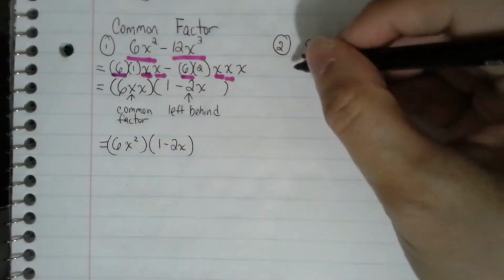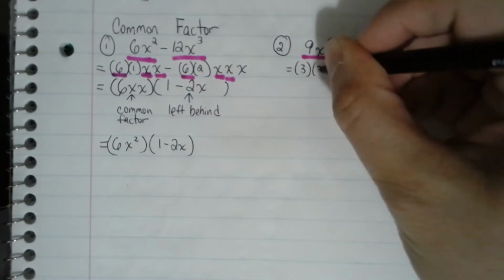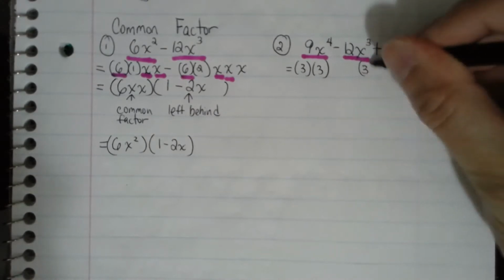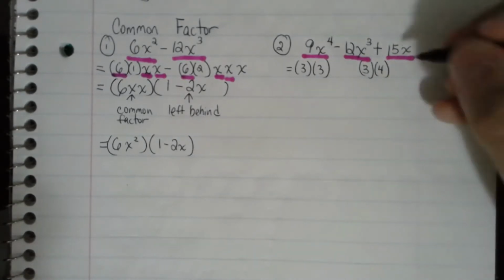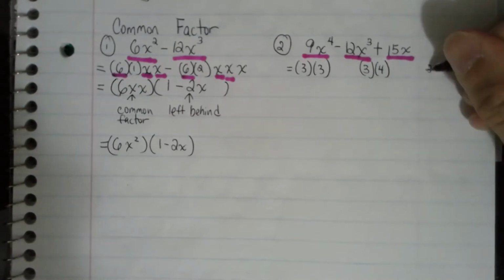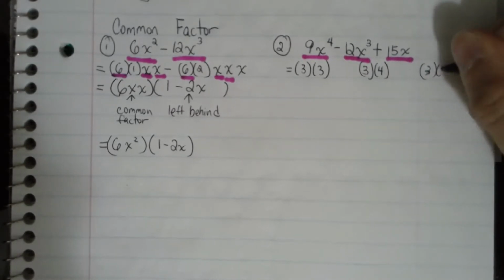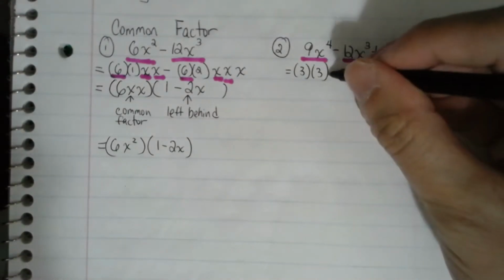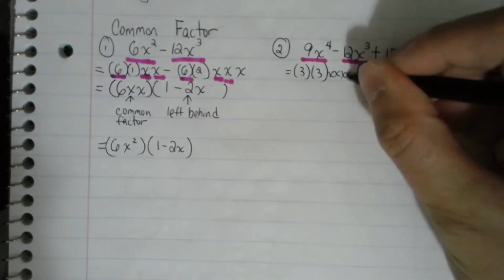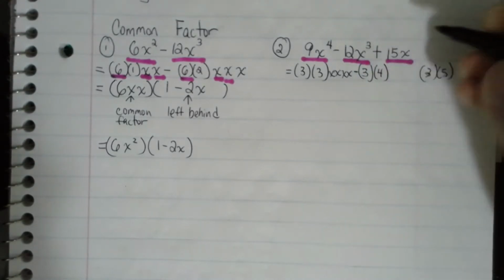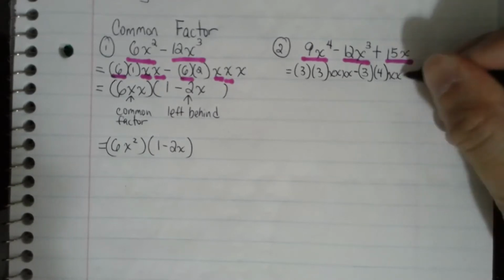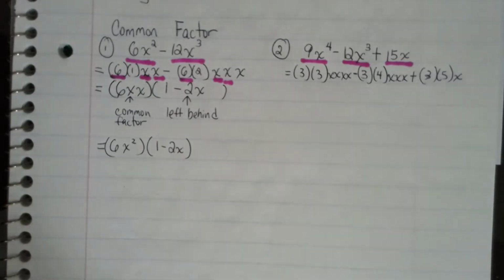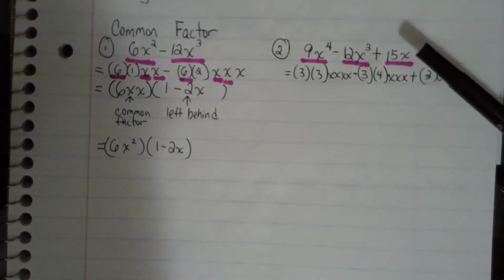So I'm going to factor 9 to 3 times 3. I'm going to factor 12 to 3 times 4. I'm going to factor 15 to 3 times 5. Now I'm going to break down x to the power 4, which is x, x, x, and x, followed by a minus sign. X cubed is x times x times x, followed by a plus sign. And we have one x here on the last term.